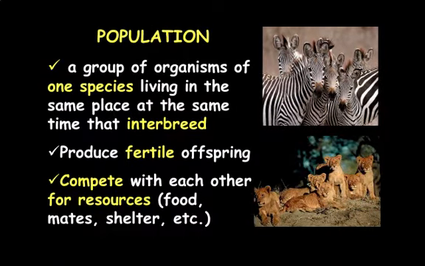A population is a group of organisms of one species living in the same place at the same time that can interbreed, produce fertile offspring, and compete with each other for resources: food, mates, shelter, and the other things they need to live.